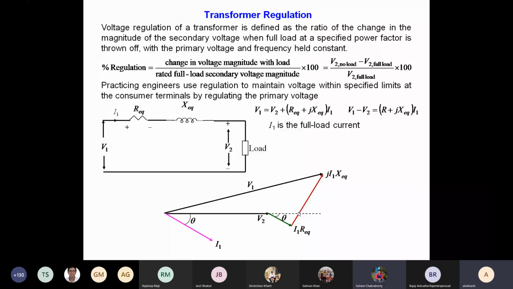Sir, sometimes in Kolkata a lot of voltage fluctuations occur. Like fans go slow. So why is that? Is it because of this? The load.